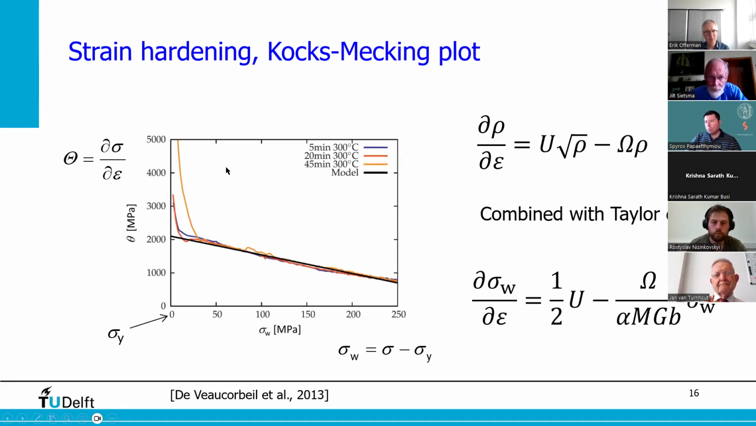Why do we do this? We do this because dislocation theory gives this expression for the change of the dislocation density with strain, and it has one production term and one annihilation term. If you combine this with the Taylor equation in the previous slide, you get this equation here, and that is a straight line of the derivative as a function of σ_W. And we like to have straight lines, so this is an analysis that's often used to determine these parameters U and omega to quantify the dislocation behavior.